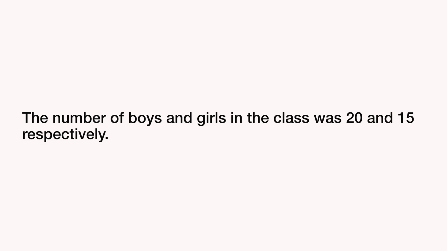Another example is the number of boys and girls in the class was 20 and 15 respectively. So here we have 20 boys and 15 girls. Use "respectively" when you want to show that numbers match items in order, first to first, second to second. Examiners love this because it shows control and precision in your writing.